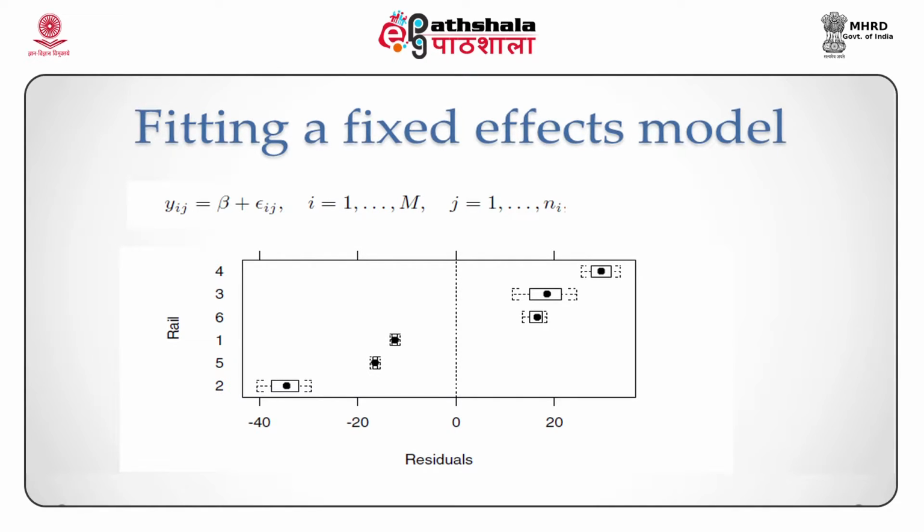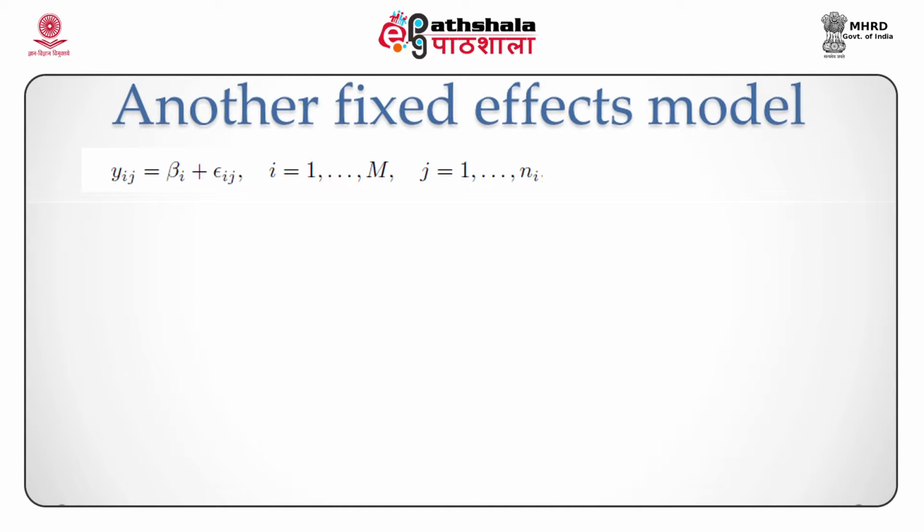So let us make an improved guess at model fitting and include the effect of the rail. So here, rather than fitting the model Yij equal to beta plus epsilon ij, which ignores the effect of rail, we have fitted a model which is Yij equal to beta i plus epsilon ij, i equal to 1 to m, and j equal to 1 to ni. So beta 1, beta 2 to beta m are the mean times taken to travel across the ith rail and they are m fixed parameters in this model.